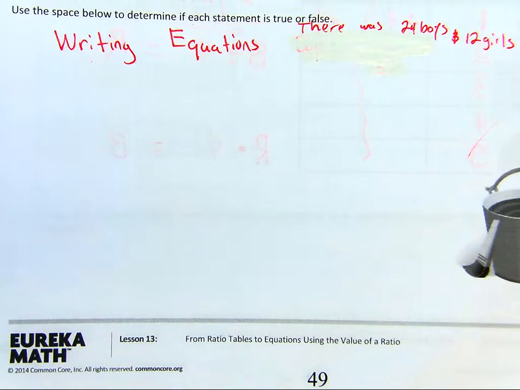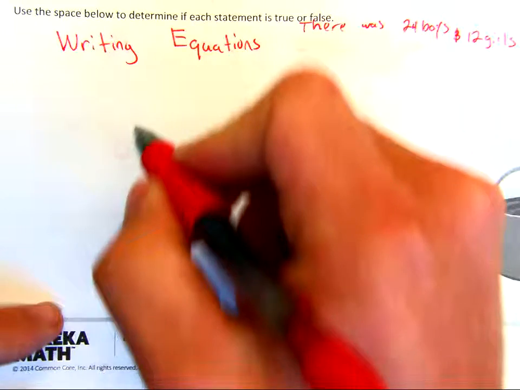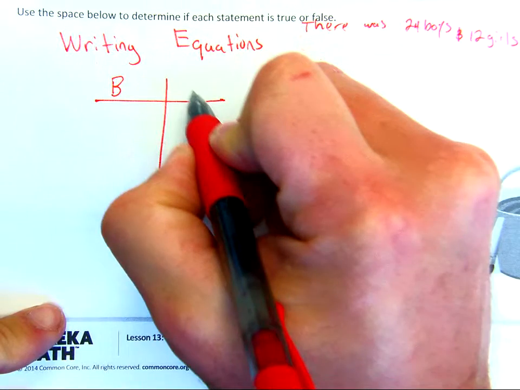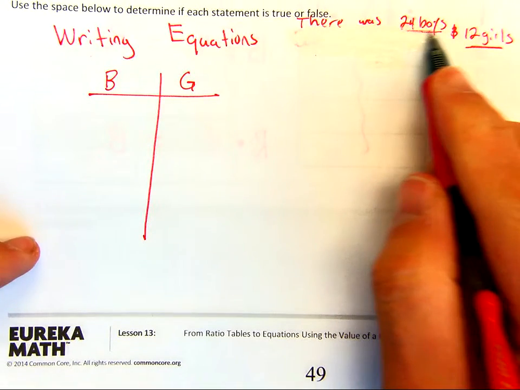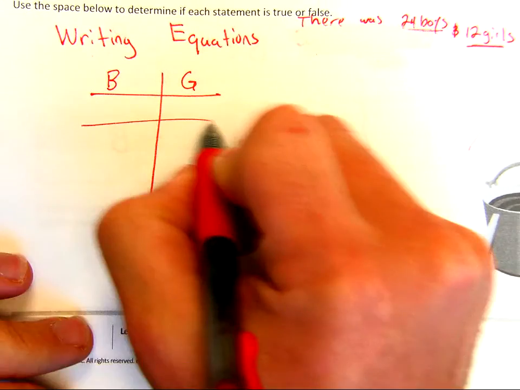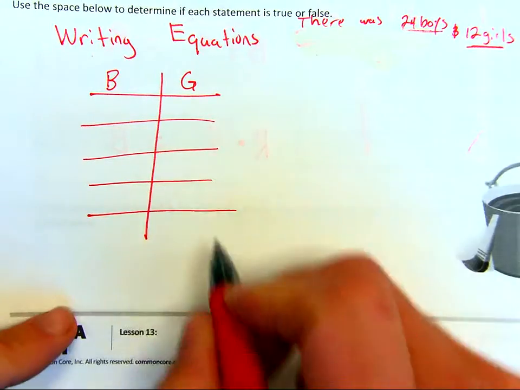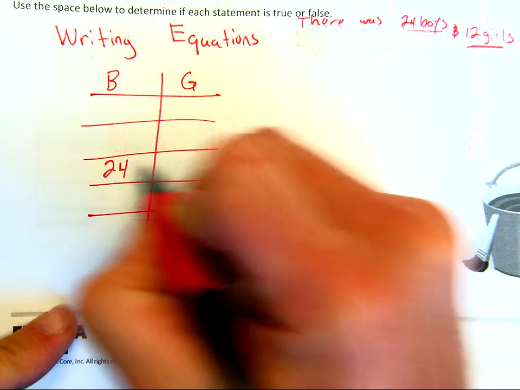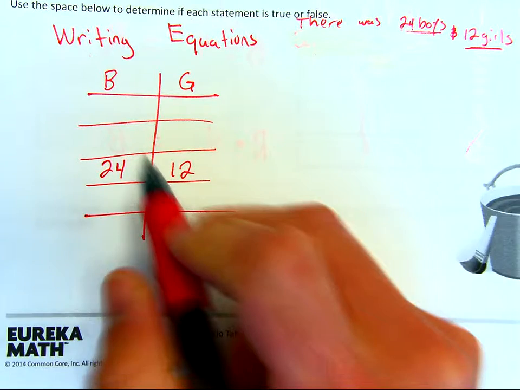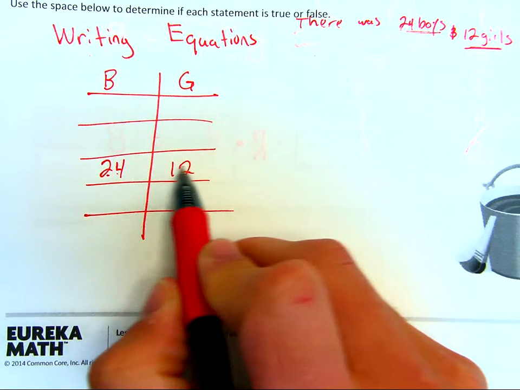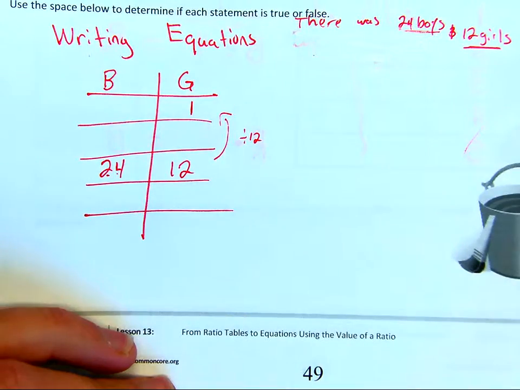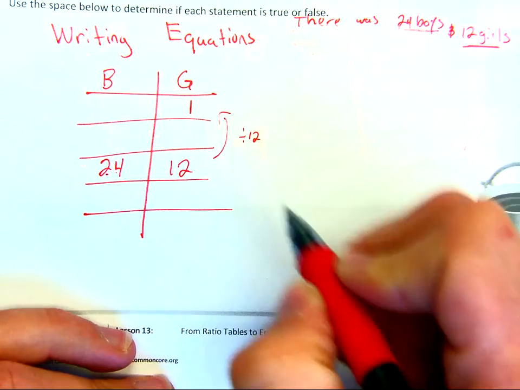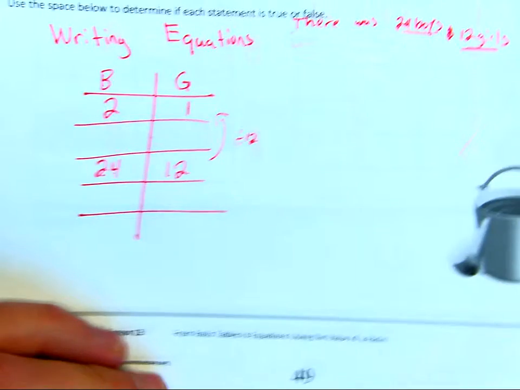So the first thing we want to do is make a ratio table. And I'm going to label this boys to girls. And I noticed that 24 and 12 are related to each other. So first thing I want to do is simplify it all the way down. So here I have 24 boys to 12 girls. And I know that 12 goes into both of these. So to get me to one girl, I'm going to have to divide by 12. I have to do the same thing with the boys to get me there. So that's going to be 2.